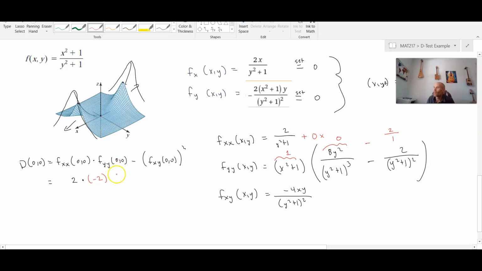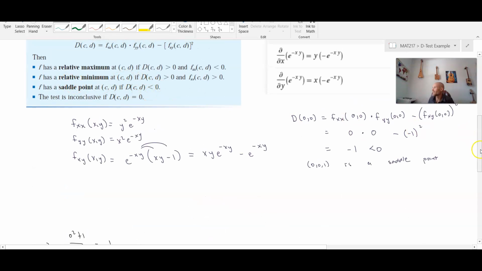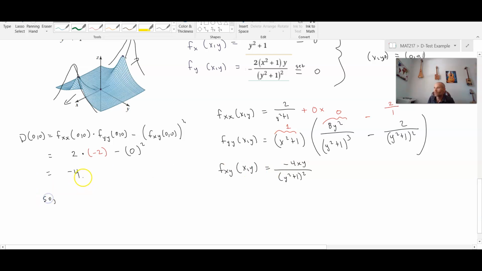Okay, and then now I'll have minus the mixed partial derivative evaluated at (0, 0). And you can see here that if I plug in 0 for x and 0 for y in the numerator, I'll get 0 in the numerator, I'll get 1 in the denominator, but that's just going to be 0 squared, which gives me negative 4. And since the d value is less than 0, this again is a saddle point. It means that the point (0, 0, 1) is a saddle point.